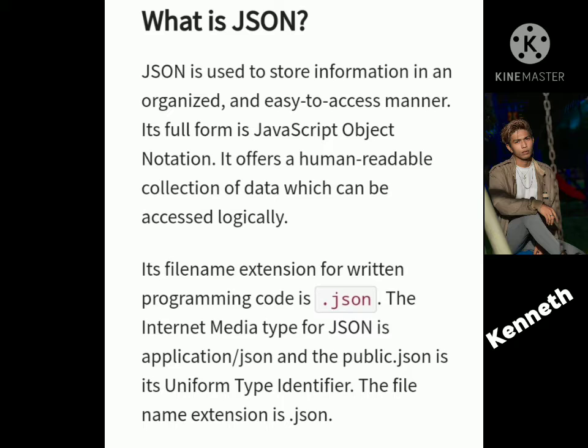What is JSON? JSON is used to store information in an organized and easy to access manner. Its full form is JavaScript Object Notation. It offers a human-readable collection of data which can be accessed logically. Its file name extension for written programming code is .json. The internet media type for JSON is application/json, and the public.json is its uniform type identifier. The file name extension is .json.